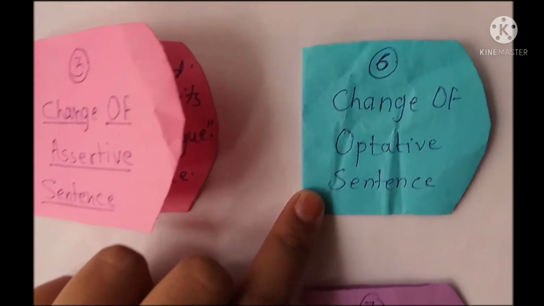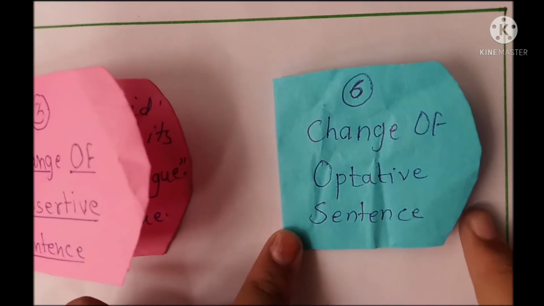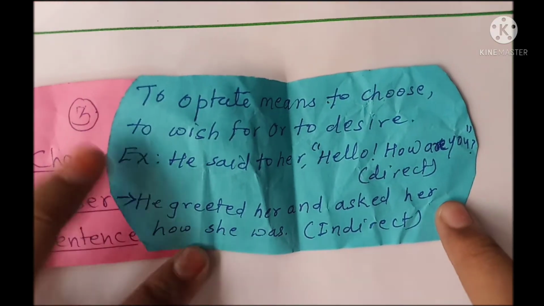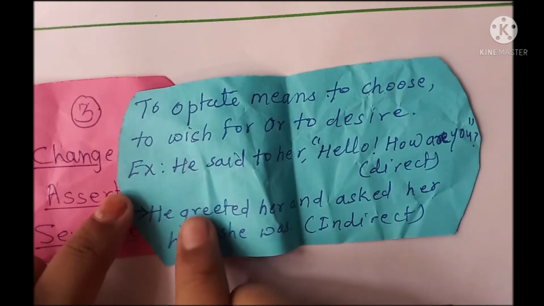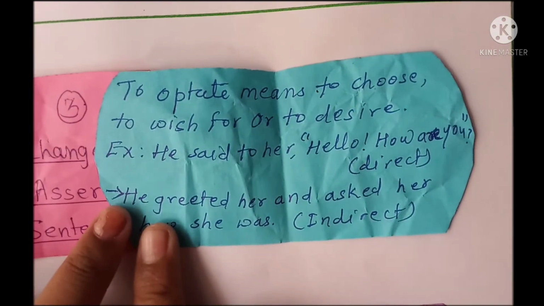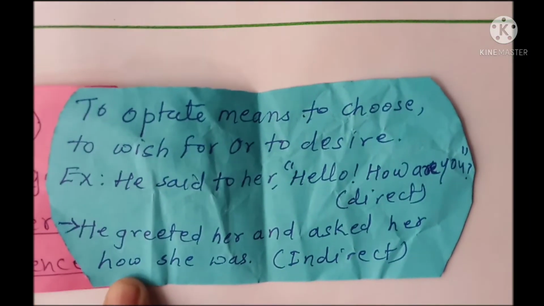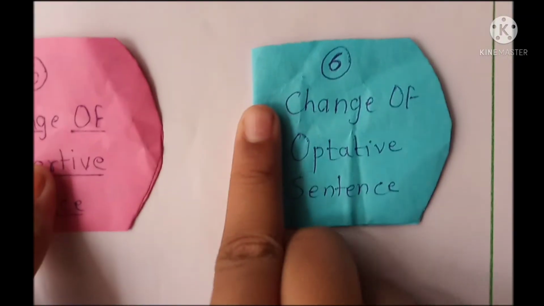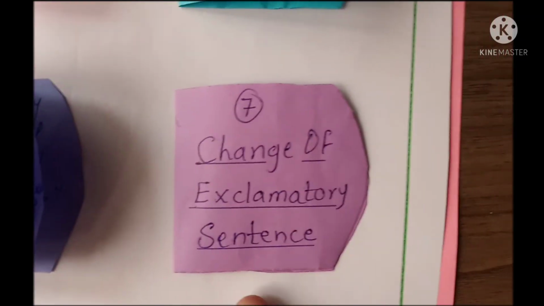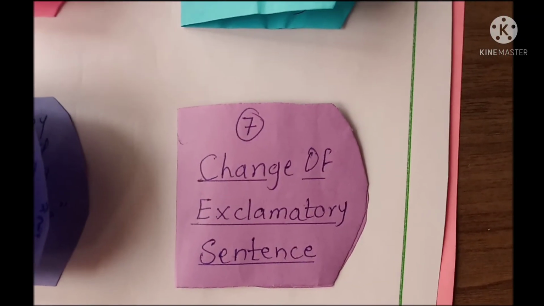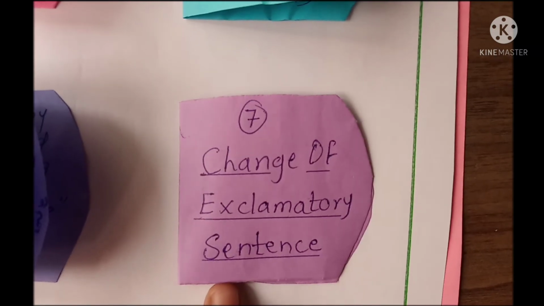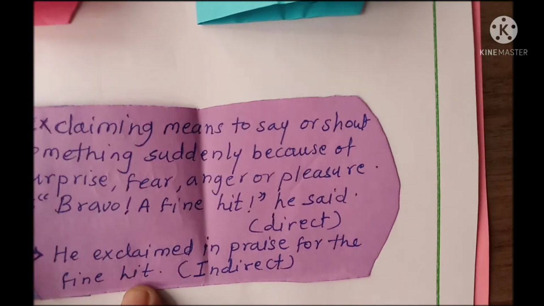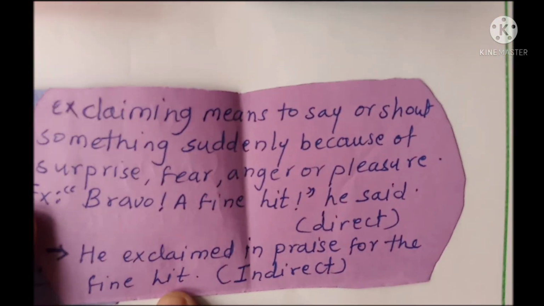The sixth rule of reported speech is change of optative sentence. Here is the description and here is the example. The seventh rule of reported speech is change of exclamatory sentence. Here is the description and here is the example.